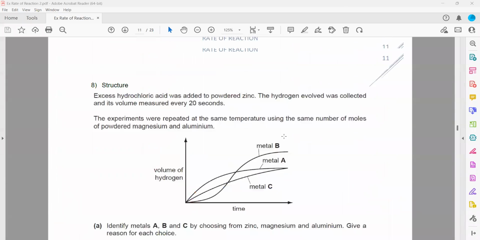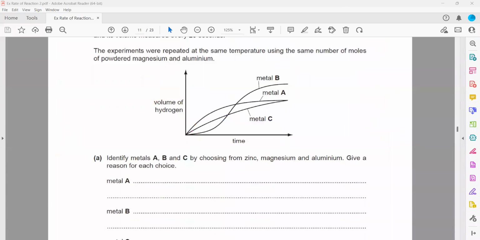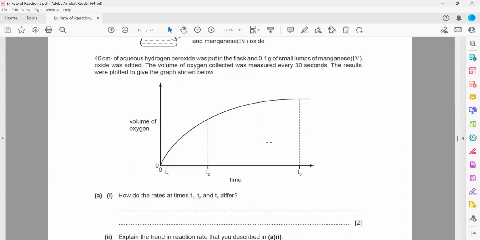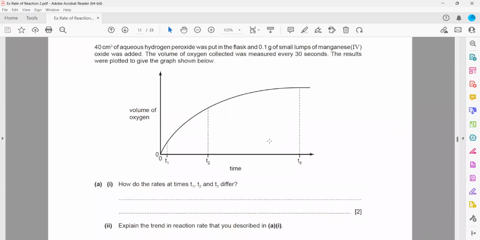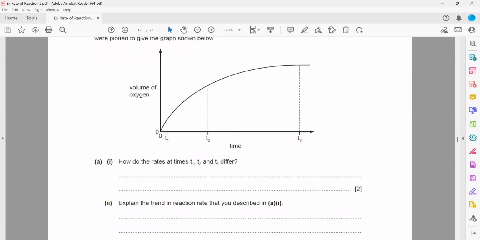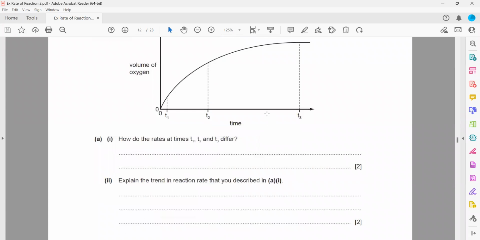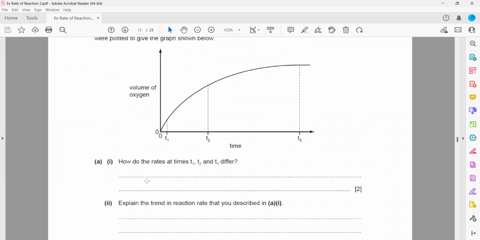So this was page 11. Next is page 12, part B. Page number 12. A2I. Explain the trend of the reaction that you describe. Like how does the rate at time T1, T2, and T3 differ? And it's of 2 marks.